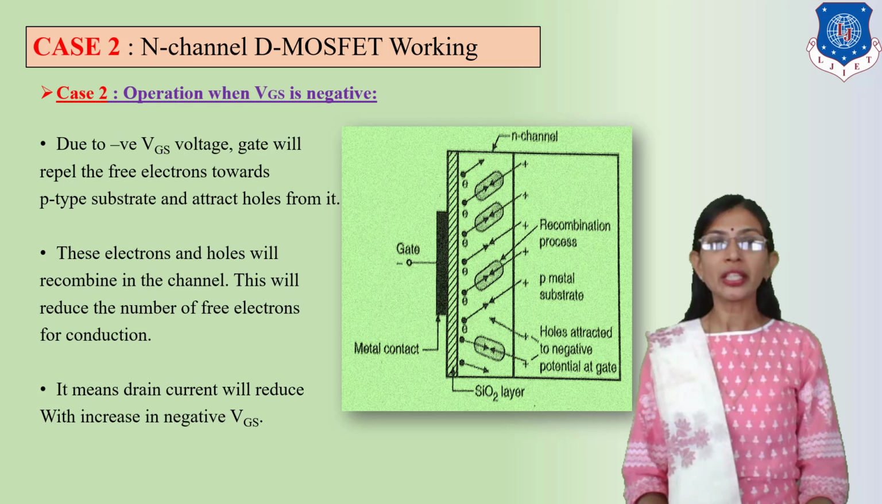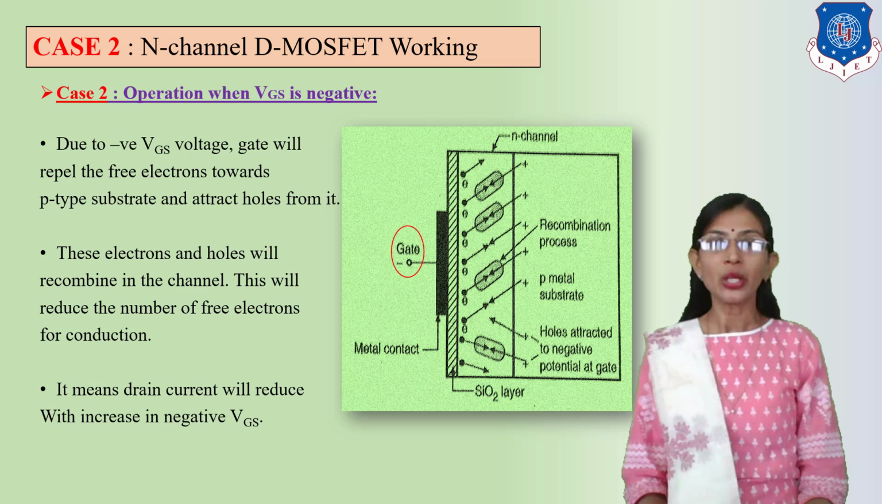Let me start with case number 2. Look at this diagram of case 2, in which N-channel D-MOSFET operation is defined in detail. Here, whenever we apply a negative VGS, that means the battery is connected between gate and source, with the negative battery terminal connected to the gate, so it will look like this.